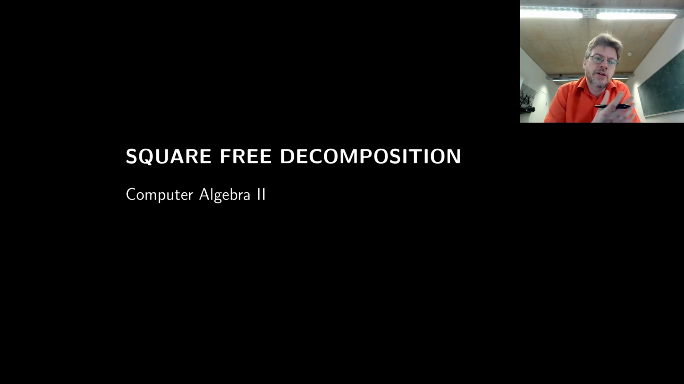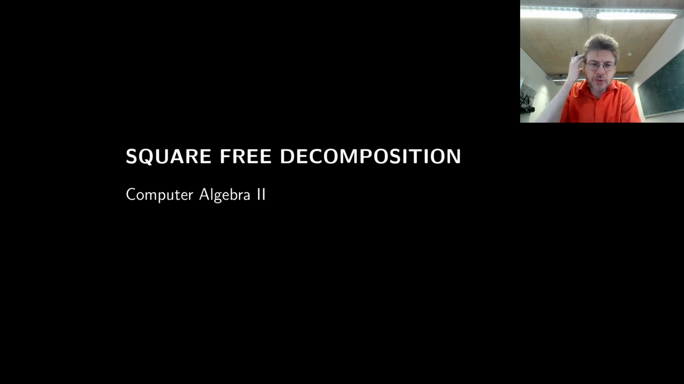And an example of this is what I want to show you today. We will talk about square-free decomposition as the last example for an algorithm where I assume you have seen in Computer Algebra 1 already how to do this, and I will show you how to do this more quickly. But this time we will do it more quickly, not by exploiting fast multiplication, but just by having a closer look at the problem, and yeah, you will see.